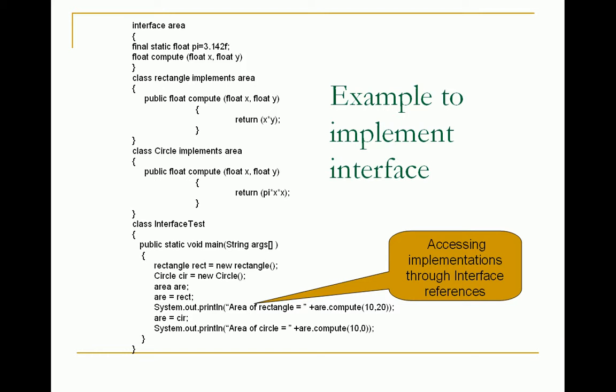After that, concatenating the parameter, and then followed by the calling of the function compute. In the same way, the object of the circle class is assigned to the reference of the interface and we call the same function compute to find the area of the circle. This is the representation of how to access the implementation through interface references.